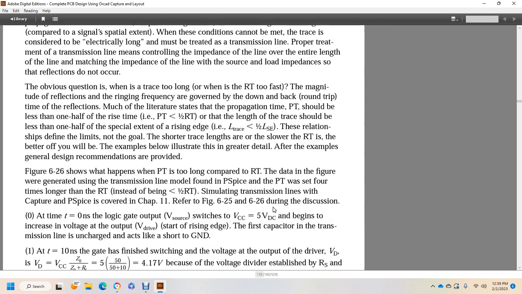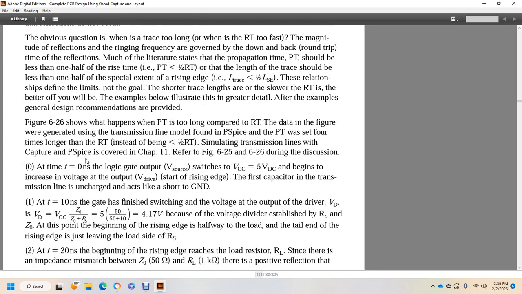This is not a definite, hard limit. The shorter the trace length relative to the rise time, the better off you will be. For example, the illustration below gives a more detailed example with general design recommendations. Figure 6-26 shows what happens when the propagation time is too long compared to the rise time of the data. The figure shows the transmission line model with the propagation time set to 4 times longer than the rise time, instead of being less than half the rise time. Simulating a transmission line with the pipe model is covered in chapter 11, referred to in figures 6-25 and 6-26 during this discussion.